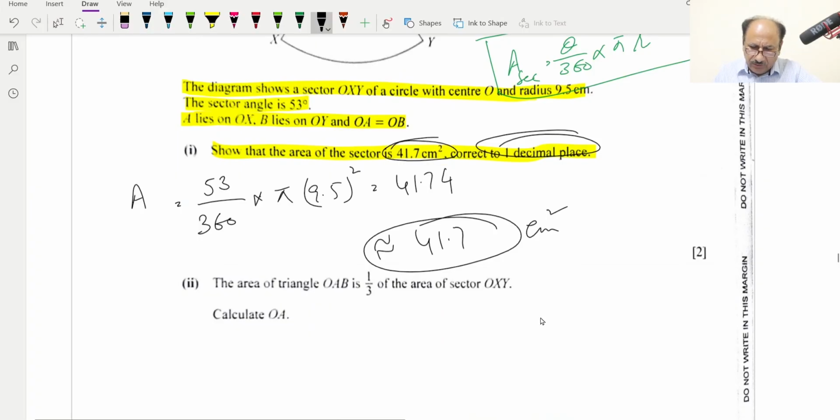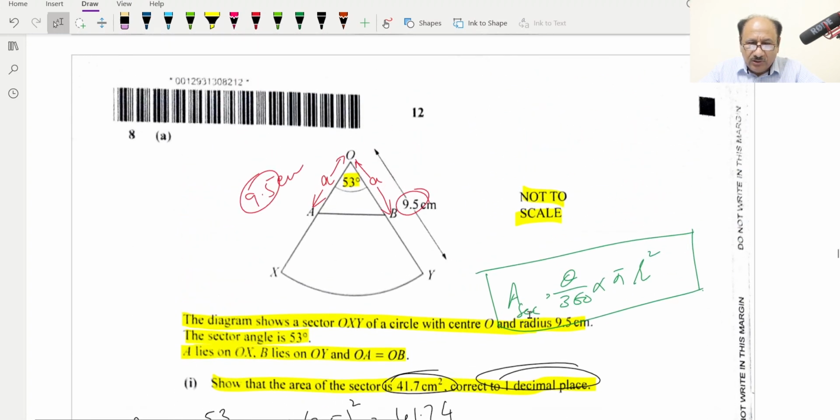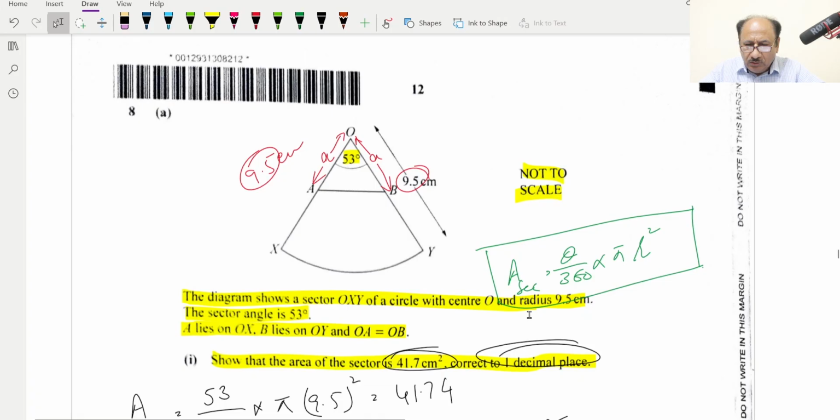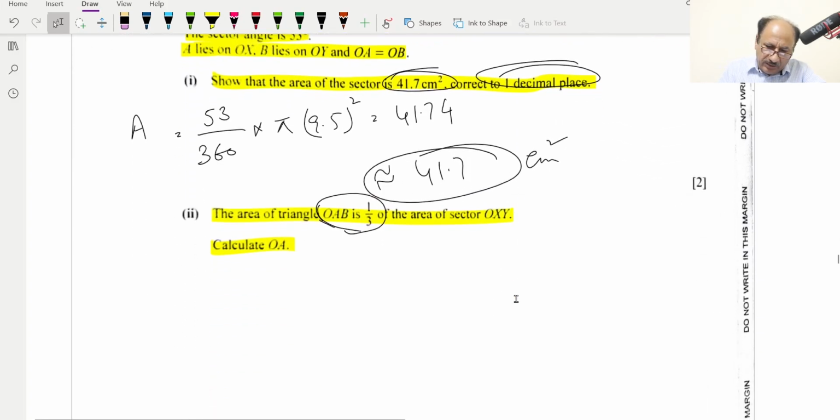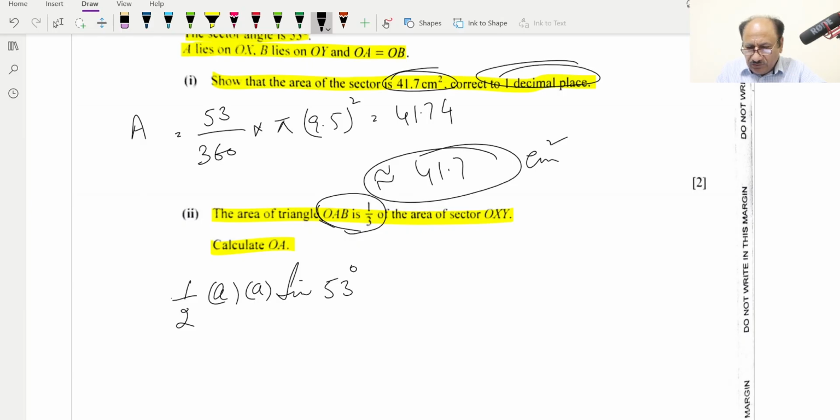It's the same which we got. The area of triangle OAB is 1 by 3 of area of sector OXY. Calculate OA. So we can write down area of triangle. Area of triangle OAB is 1 by 2 into AB sine C, half AB sine C. We can take side as a, so we will write 1 by 2 into a a, both sides are a, and sine C, which is sine of 53, and this is equal to 1 by 3 of the sector area.